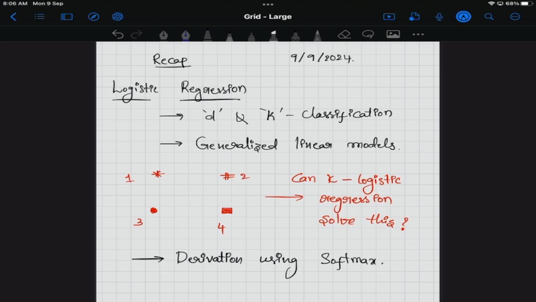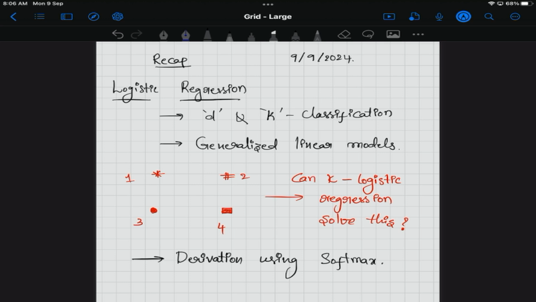So we have seen what is logistic regression in the previous classes, and we have tried deriving logistic regression. Logistic regression means it's binary classification. We have softmax regression or K-class logistic regression. We have derived the gradient expressions, right? And we have told that this is a generalized linear model. I hope you know the reason for calling this a generalized linear model.